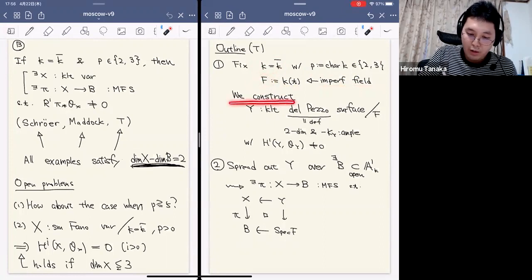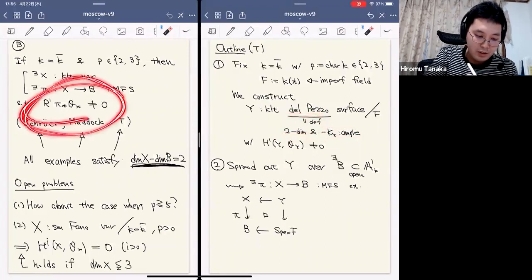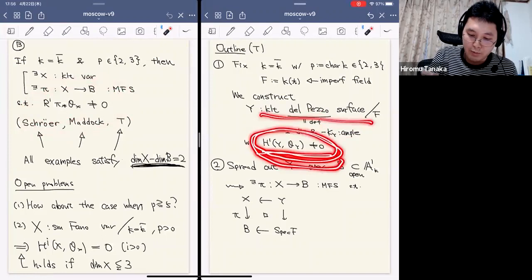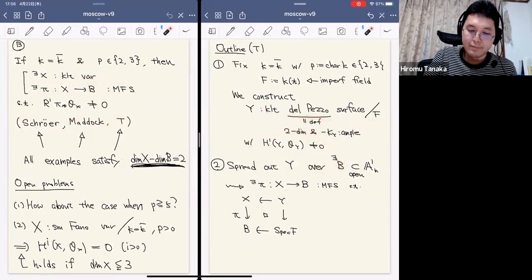Then we construct some klt del Pezzo surface over this imperfect field. Here, del Pezzo means 2-dimensional and minus K ample. And corresponding to this non-vanishing, we want to find a klt del Pezzo surface with this property. This is the first step.